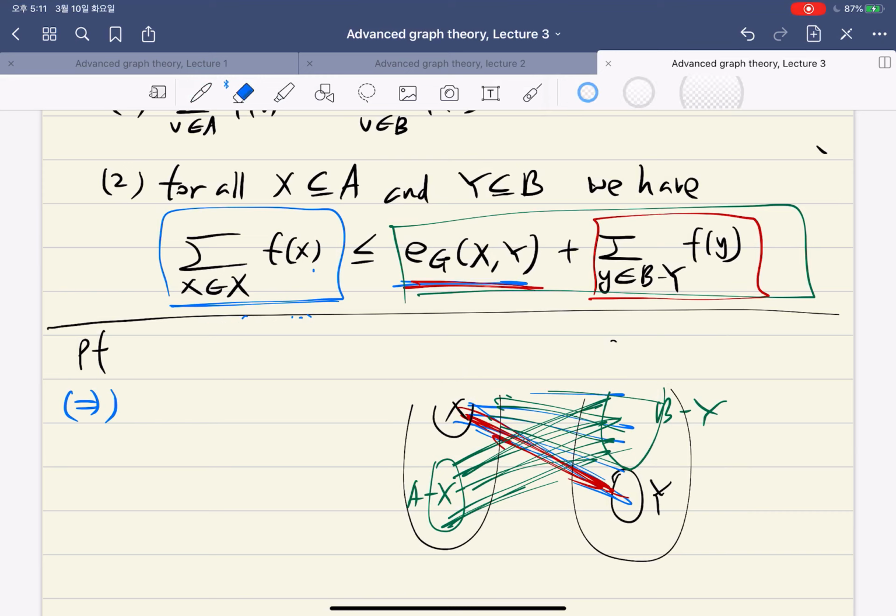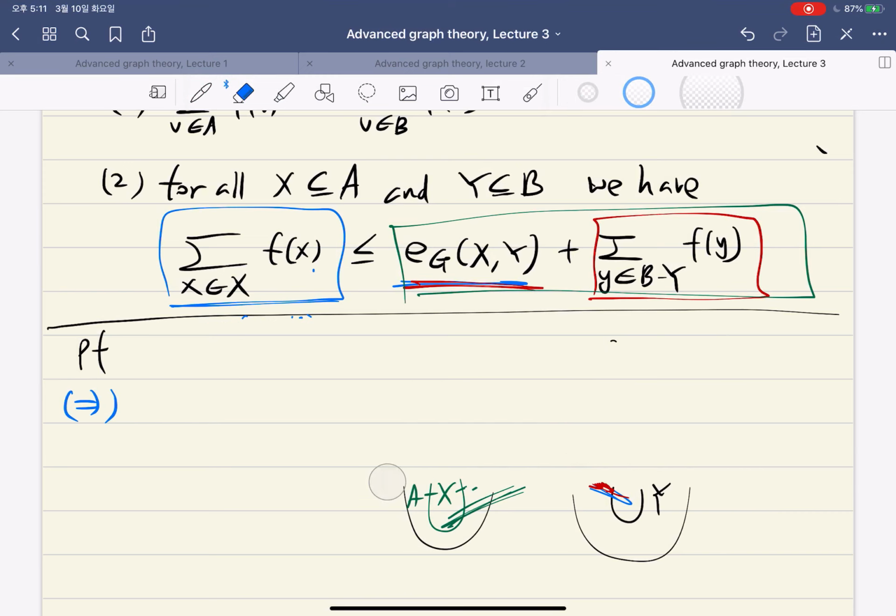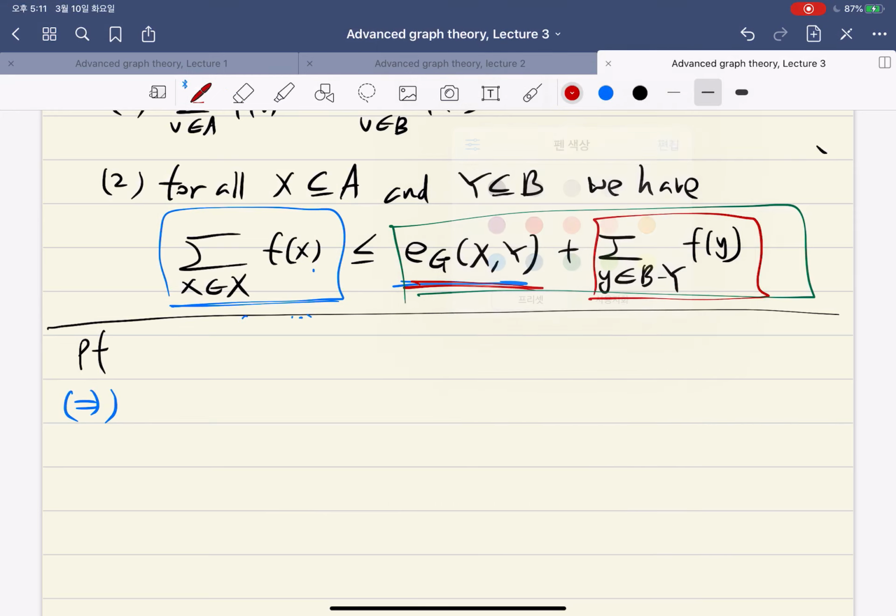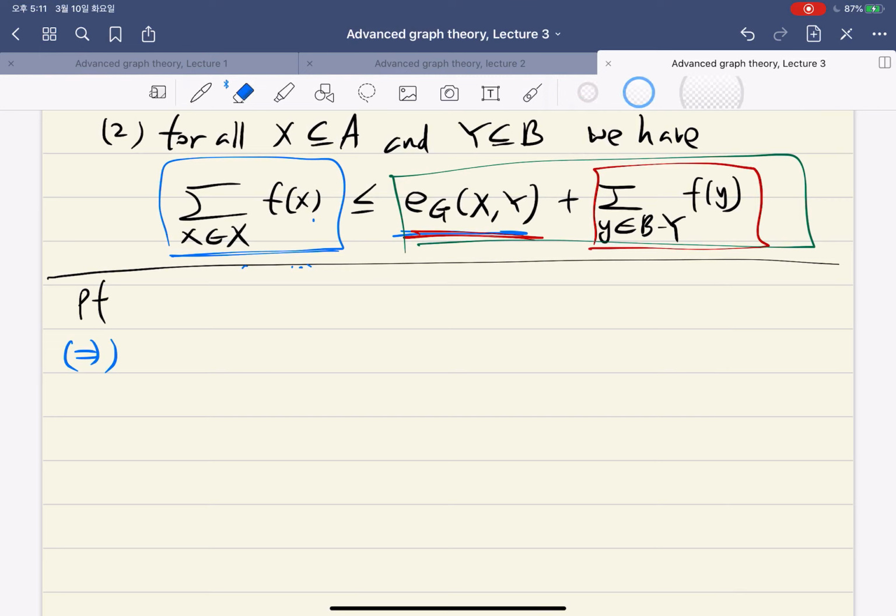I will not write it down as it's already in the lecture note, or you can write it for yourself from here. And let's prove the other direction. Suppose this holds. Then what do we do?